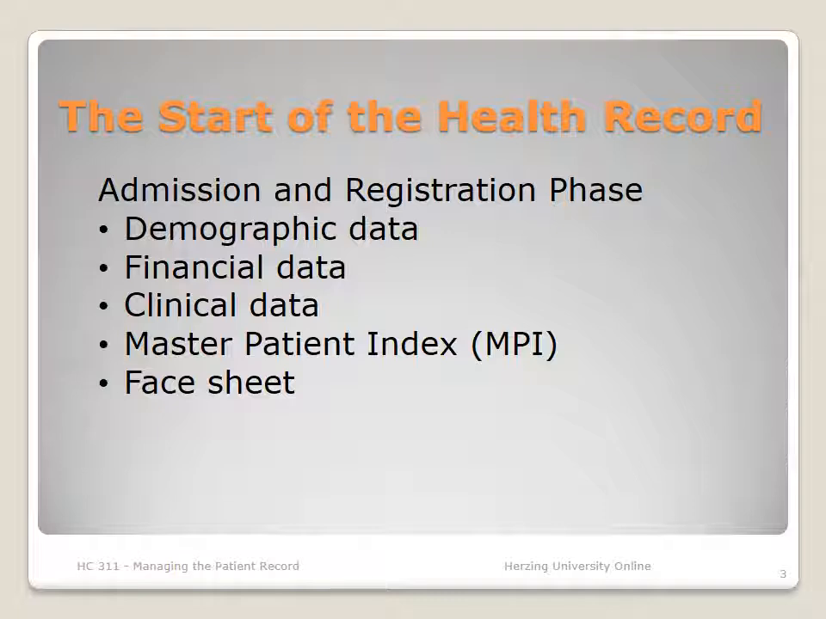All patient information will be entered into a database called an MPI or Master Patient Index. More on the MPI will come later in this presentation. After all information is entered and verified, a sheet is printed for the patient to place on the medical record or in the electronic file if the hospital has an EHR or electronic health record.